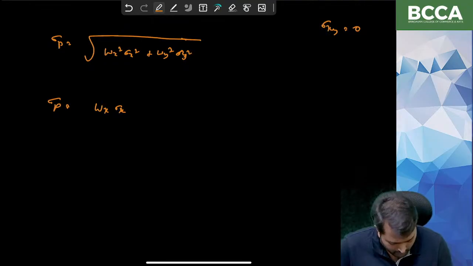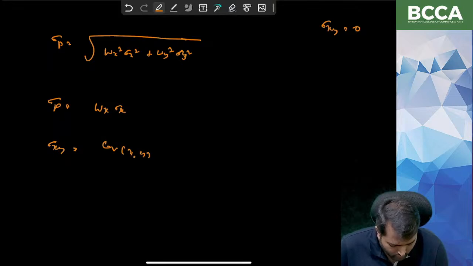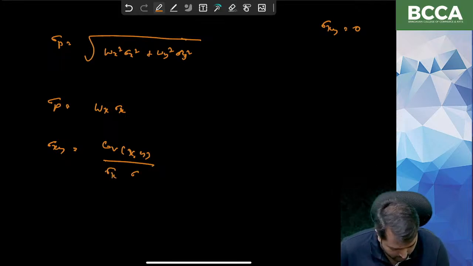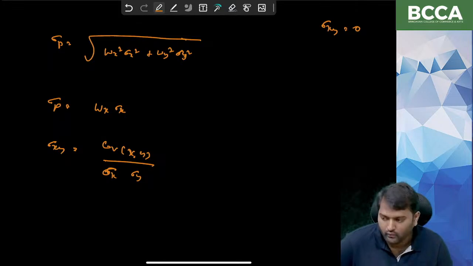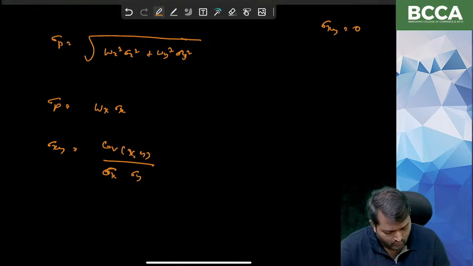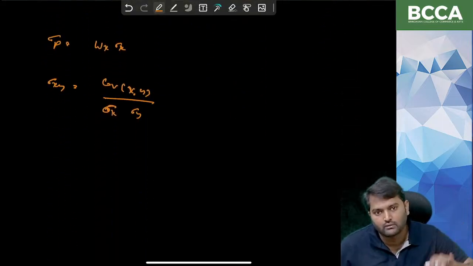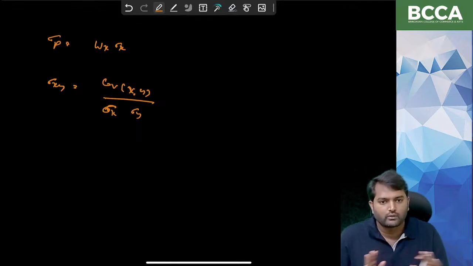And next. So what is sigma xy? Sigma xy is the correlation coefficient. How to find out the correlation coefficient? Covariance of x comma y divided by sigma x sigma y. I'm sorry, covariance of x comma y divided by sigma x sigma y. Yes or no? Okay.